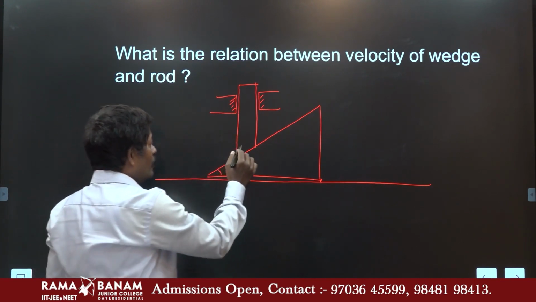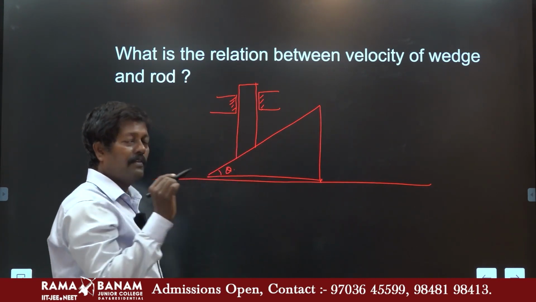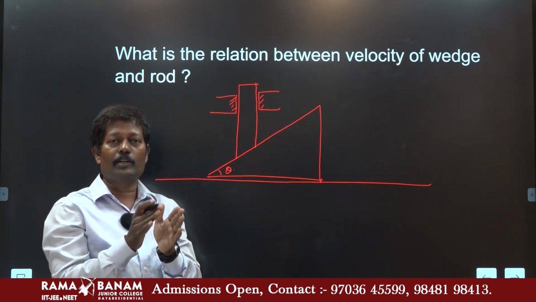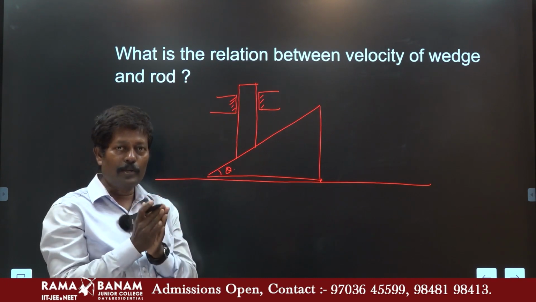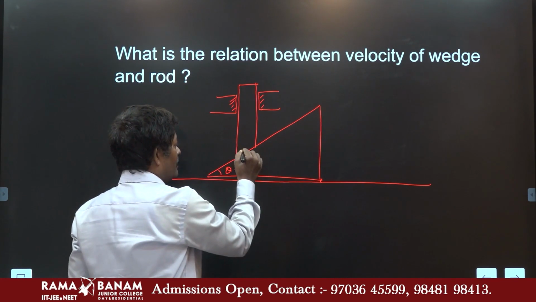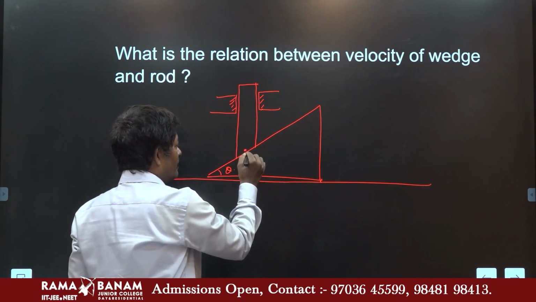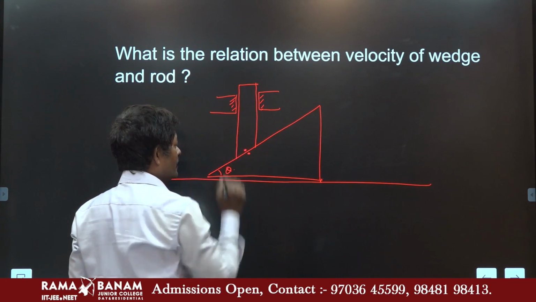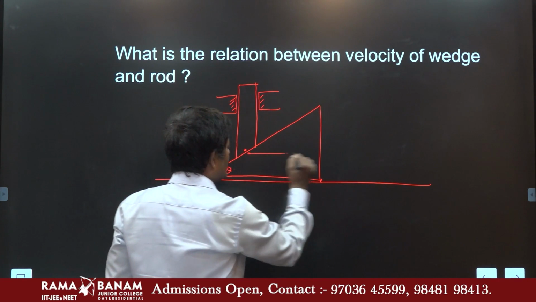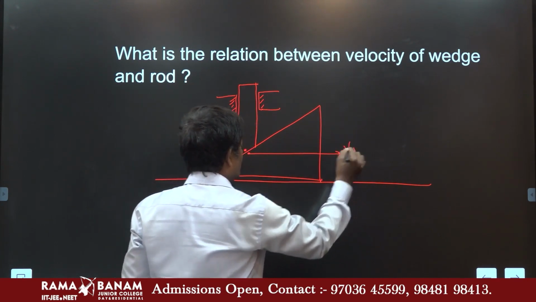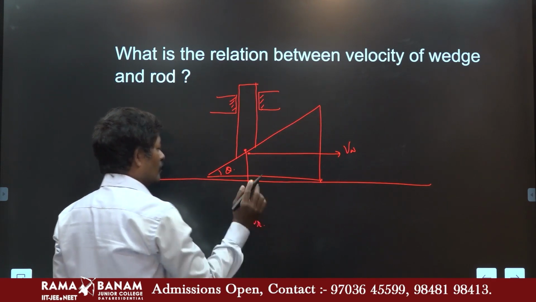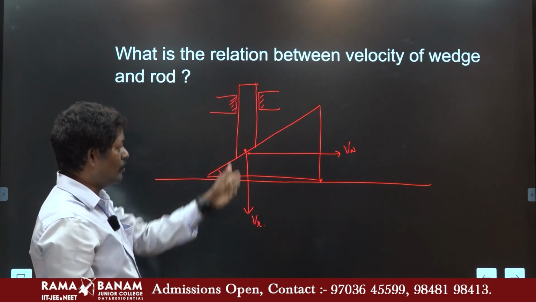So now we are going to use one wonderful concept here. The component of velocity perpendicular to the surface should match. That means I am taking these two points. The velocity of the wedge will be in this direction, the velocity of the rod will be in this direction, because the rod is constrained to go downward.